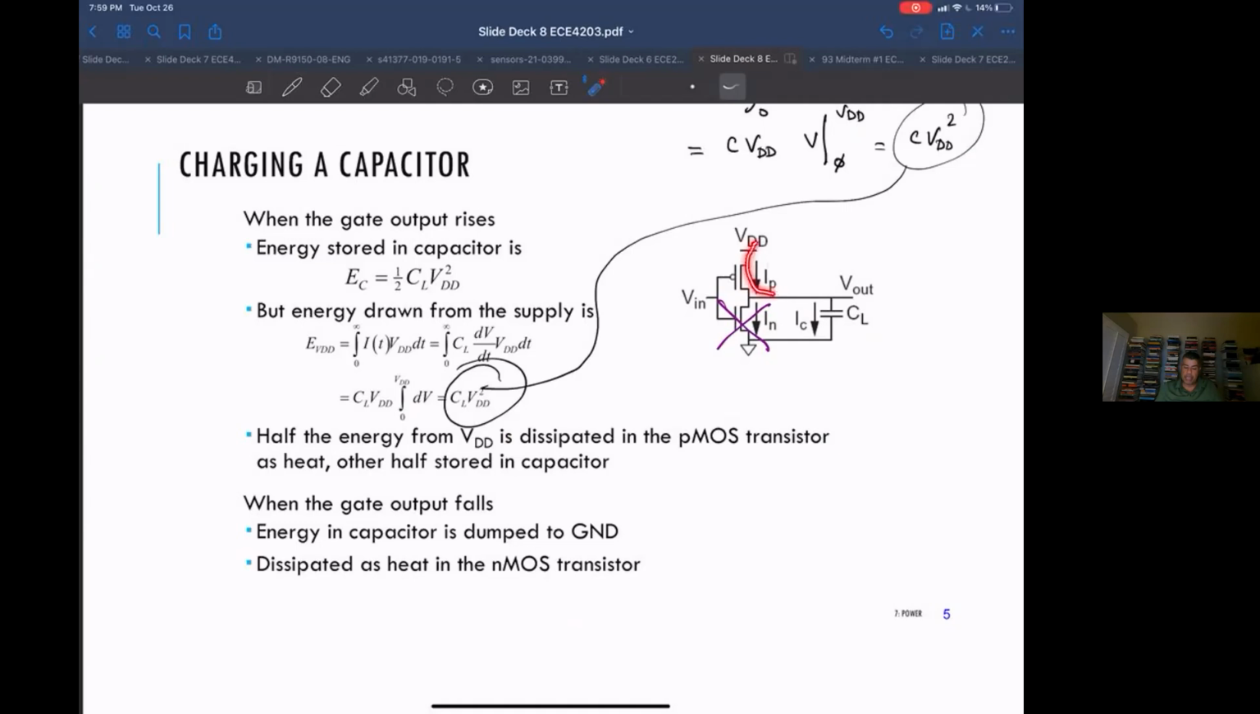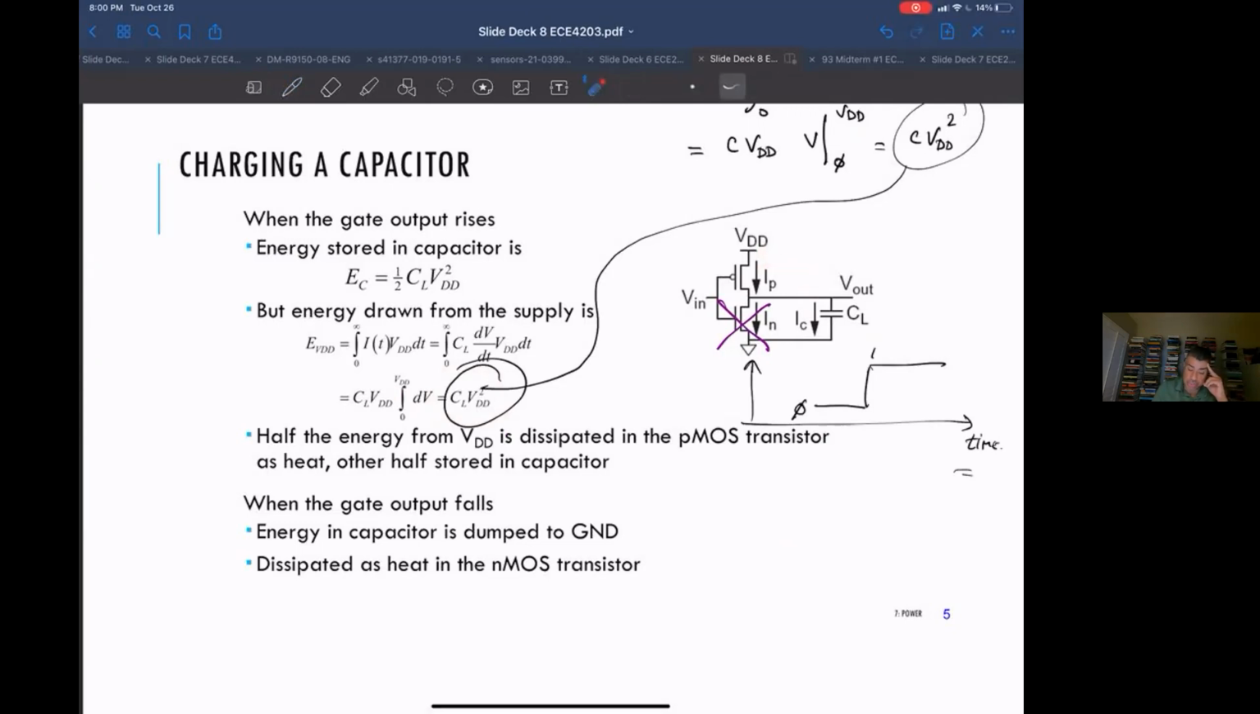So that's the energy coming out of the supply to charge up the capacitor. When this guy goes from 0 to 1, this much energy is used to charge up the capacitor, and this much energy is pulled from the supply. So this is when you get a 0 to 1 transition. Any questions about that? I know that's kind of confusing. No? Okay. We'll have another graph that might help or confuse you more. Here it comes. So that's when you're charging up the capacitor.